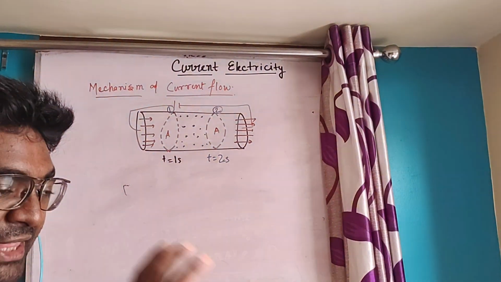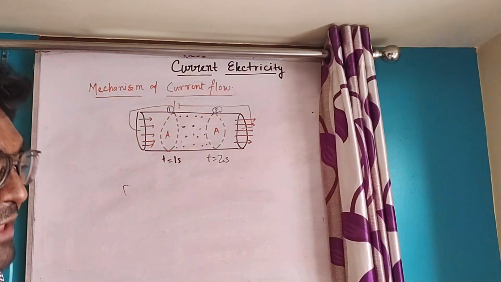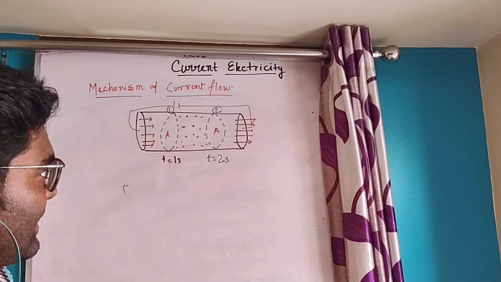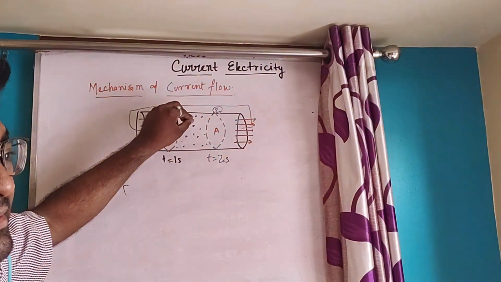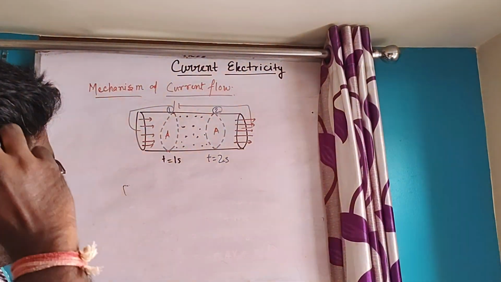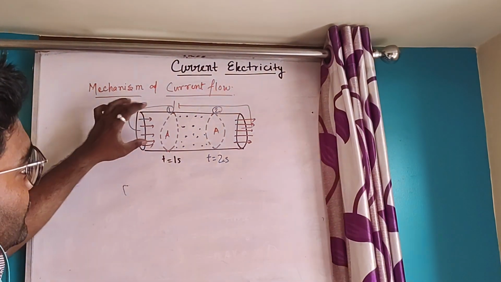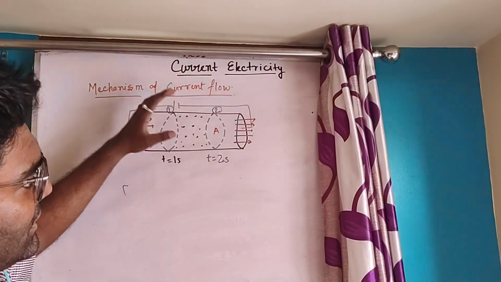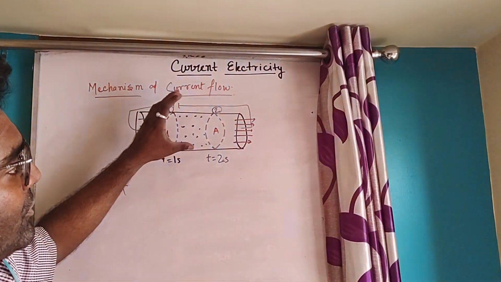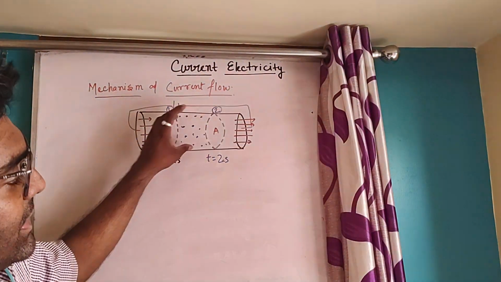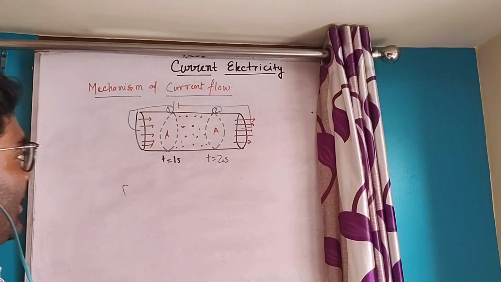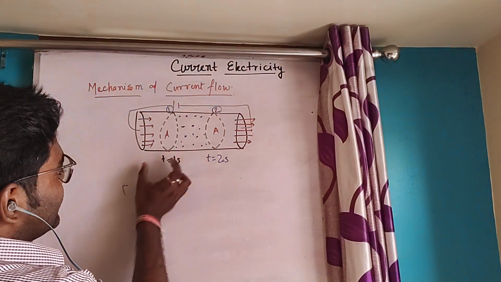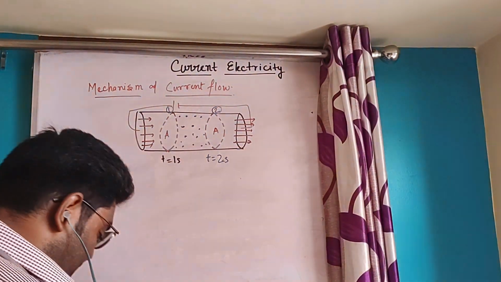Steady flow means at every point the electron has the same velocity. So the number of electrons getting inside through the first surface is equal to the number of electrons getting outside through the second surface. This is actually what the steady flow is.